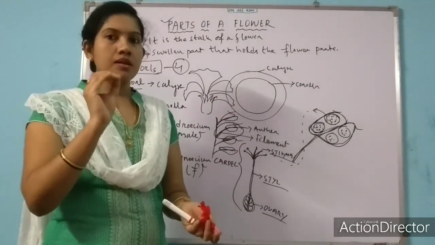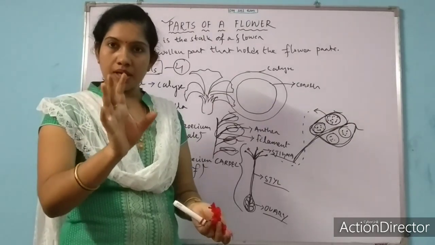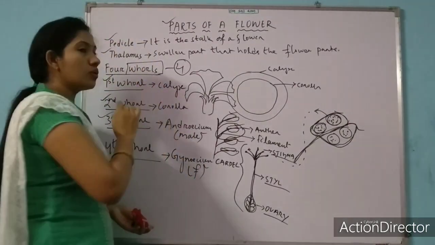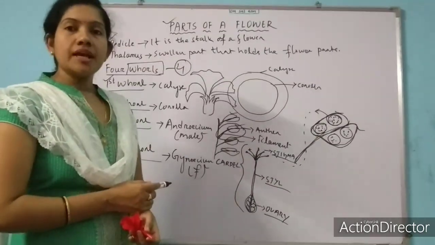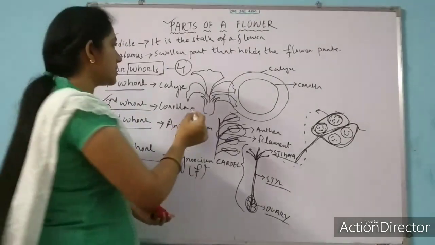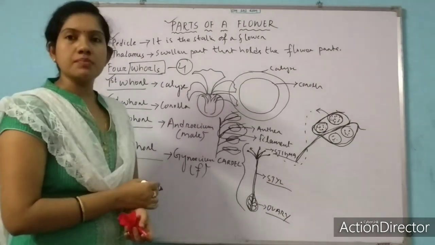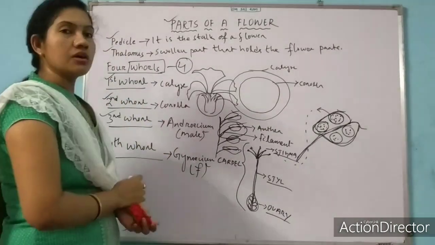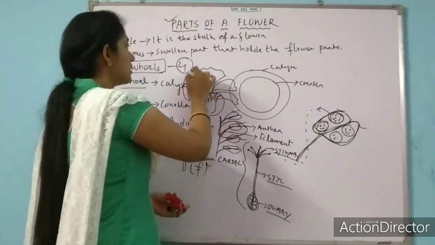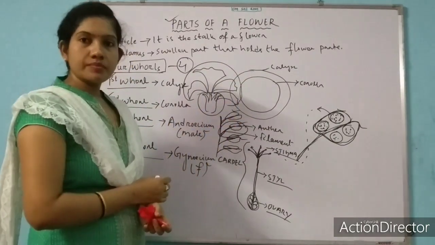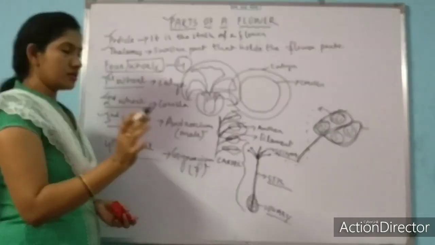I am just giving a very quick recap. The first whorl of a flower is known as calyx. Calyx is the collection of sepals. This is the calyx. These are the collection of sepals. The second whorl is known as corolla. Corolla is the collection of petals. They are bright in color generally.